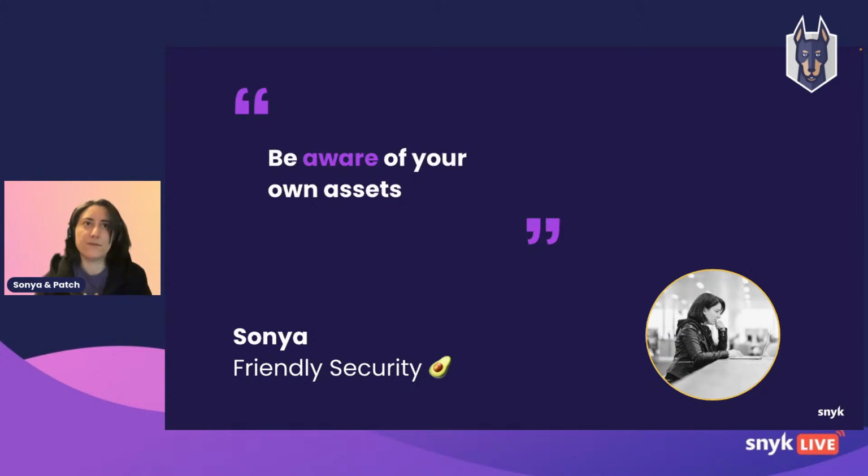Four, be aware of your own assets. Visibility is the first step towards gaining insights into your organization's security state, as you can't secure what you haven't identified. Knowing precisely which assets make up your applications and software production infrastructure is key. And this goes back to the SBOM discussions. You have that visibility on the different components that you have within your project.